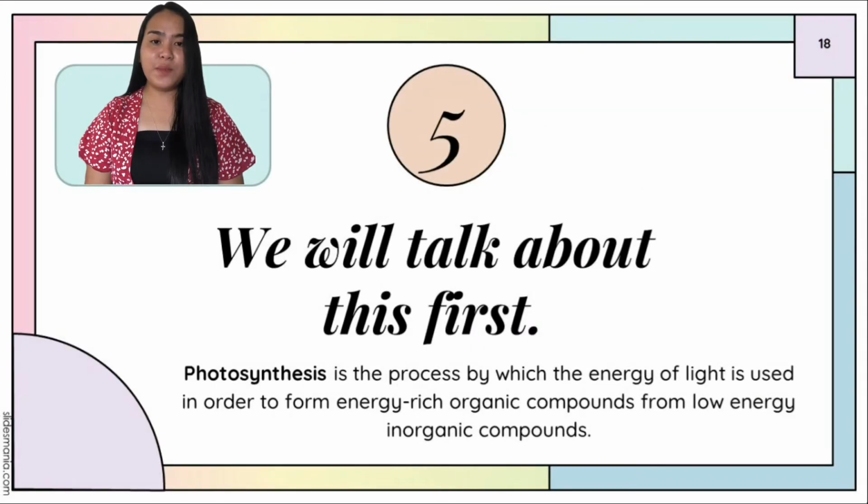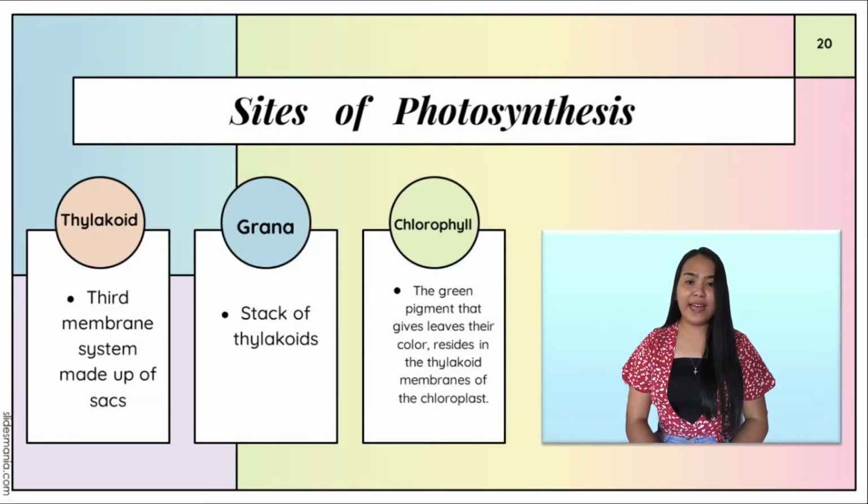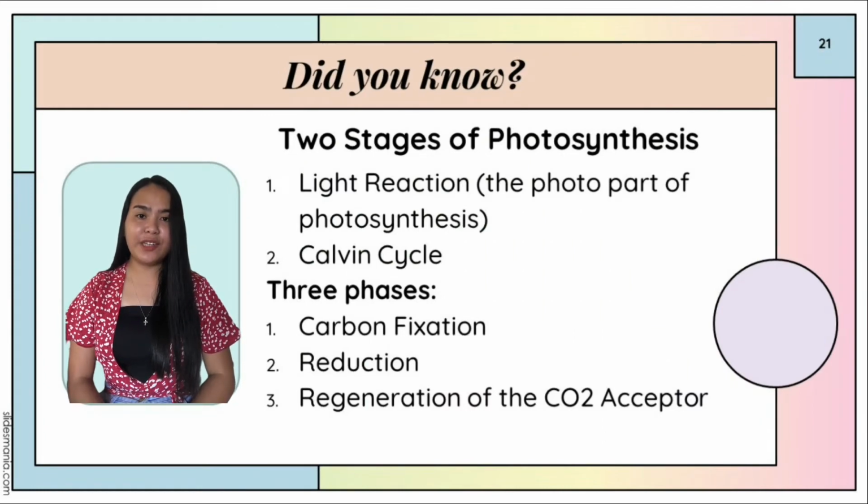Photosynthesis is the process by which the energy of light is used in order to form energy-rich organic compounds from low-energy inorganic compounds. The sites of photosynthesis are mesophyll cells, stomata, chloroplast, stroma, thylakoid, grana, chlorophyll. The 2 stages of photosynthesis are light reaction, the photo part of photosynthesis, and the Calvin cycle that has 3 phases, namely carbon fixation, reduction, and regeneration of the CO2 acceptor.